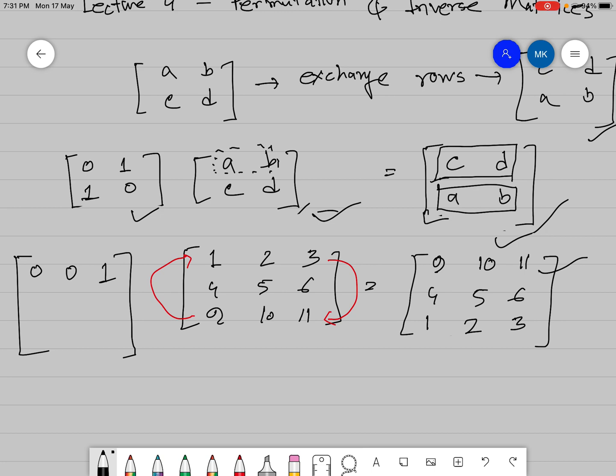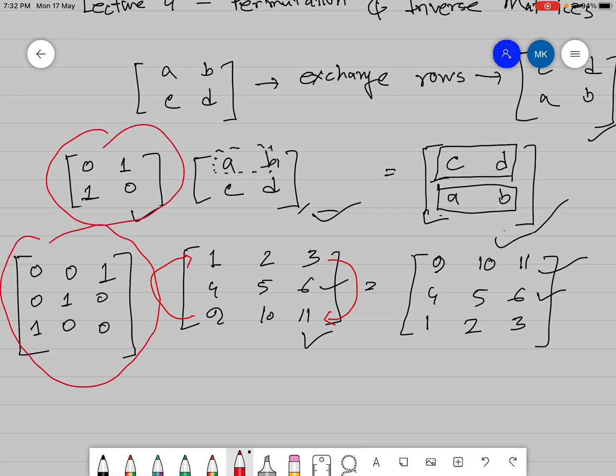For the second one, the second row stays the same, right? So for the second row, the output stays the same, so you take none of the first row, ones of the second row, none of the third row. And for the third one, you take ones of the first row and none of the other two rows, right? So this matrix and this matrix here, that have done the row exchanging operations, are called the permutation matrix. Okay.